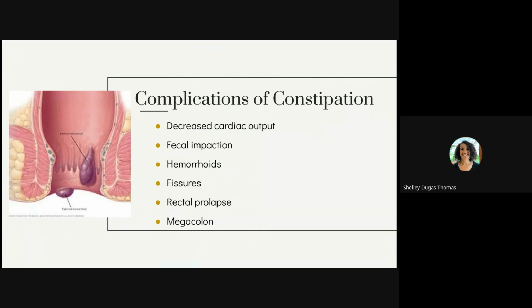and the key patterns are complications result from either mechanical trauma, which is the straining and hard stool that can cause hemorrhoids, fissures, and prolapse, obstruction from impacted stool, systemic effects from prolonged straining, which is the decreased cardiac output, and the chronic distension from prolonged stool retention, that's the megacolon.